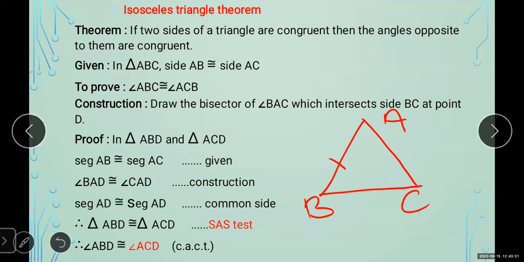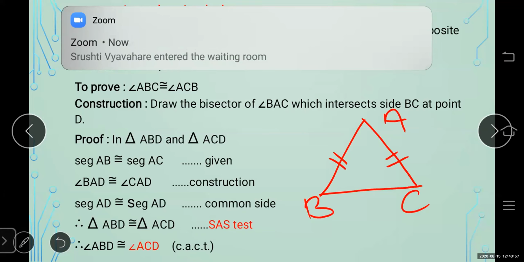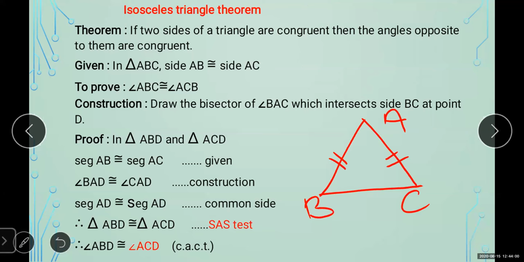So we are just drawing here these two sides. Side AB is congruent to side AC. Then opposite angles to them are also congruent. So what is the opposite angle of AB? Opposite angle like this. This is what? C. Opposite angle of AB is angle C. Opposite angle of side AC is B. That means what we have to write down? Angle B and angle C are congruent. That we have to prove.